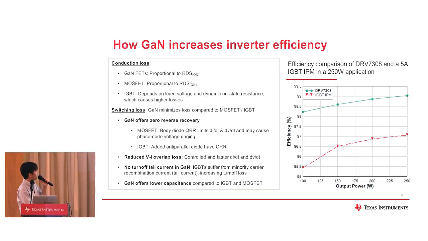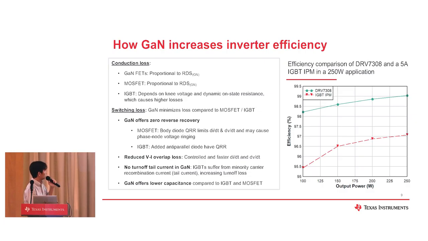Like I just mentioned, GaN offers zero reverse recovery. For the MOSFET, because of the body diode, you need to wait for a while until you change to the next switching cycle. This requirement will limit the di/dt and dV/dt and cause phase node voltage ringing. And for the IGBT, you need to add an anti-parallel diode to have the QRR.